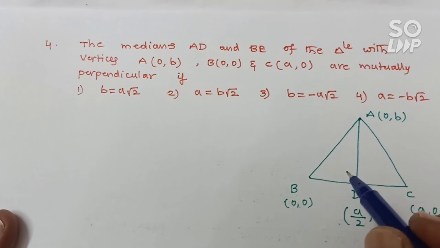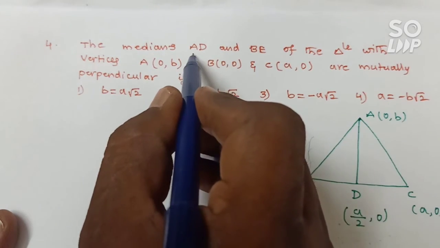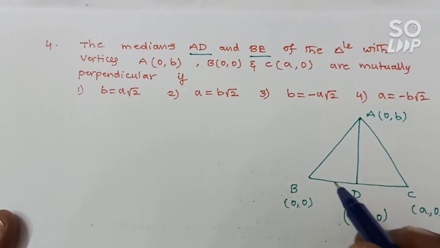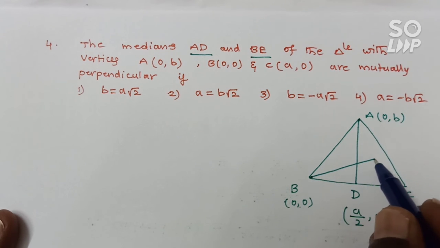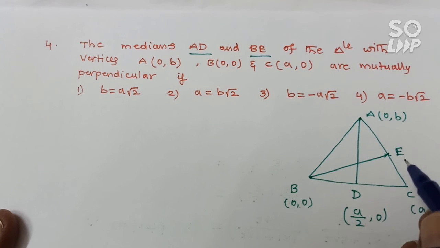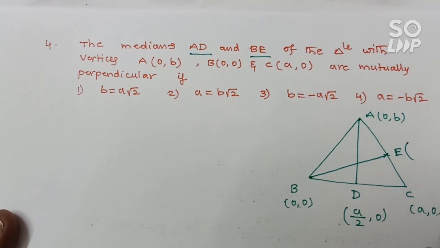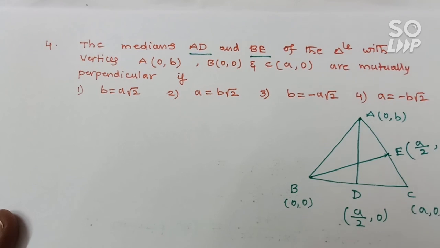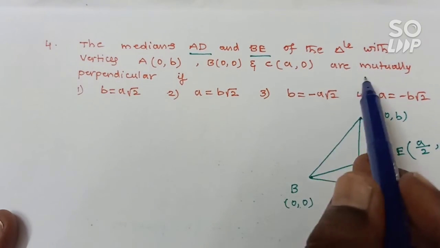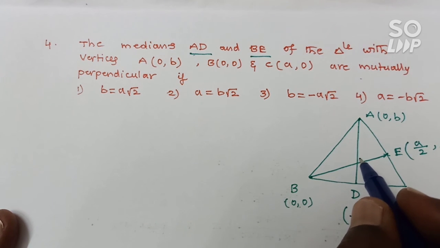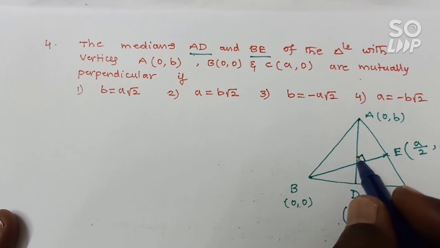Next, another median is given: one median is AD and another median is BE. So here E is the midpoint of AC. What is the midpoint of AC? a by 2 comma b by 2. After that, these two medians are mutually perpendicular.